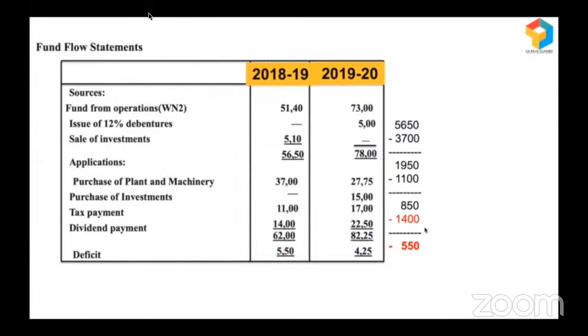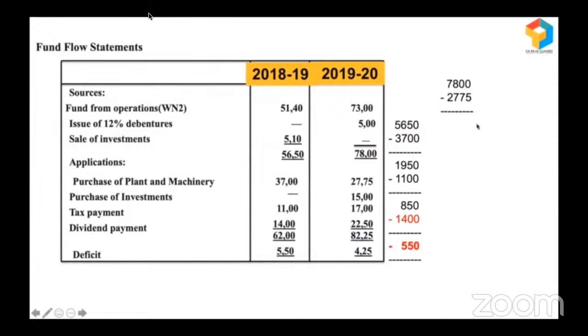Let's see what happened in 2019-20. In 2019-20, their funds from operations have improved significantly. They've also raised money by issuing debentures. So it is 7,800. And from that, they are purchasing plant and machinery. Okay, they have a lot of money, let them.